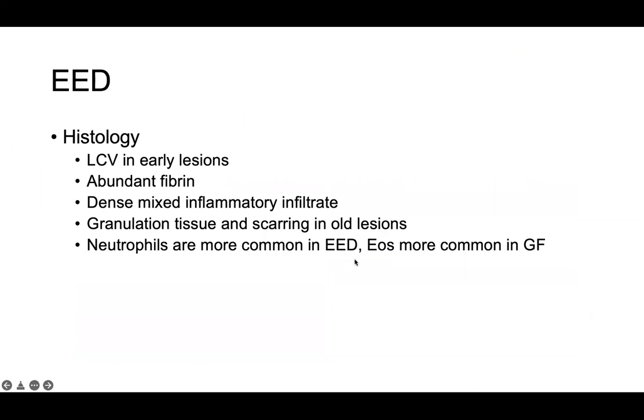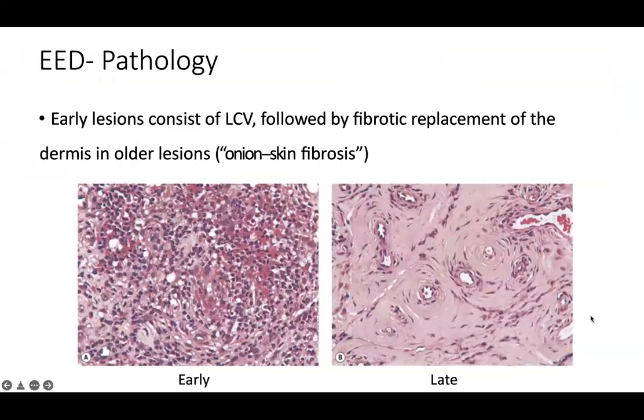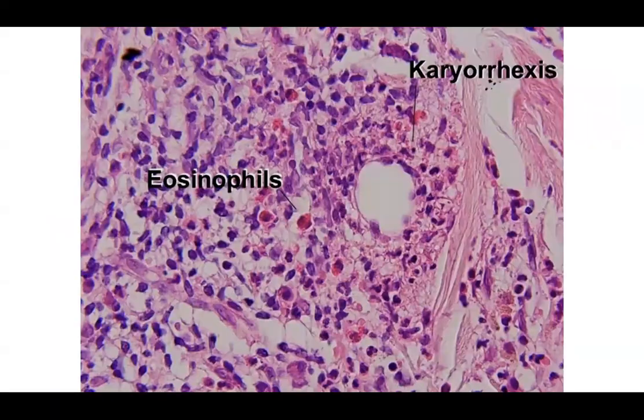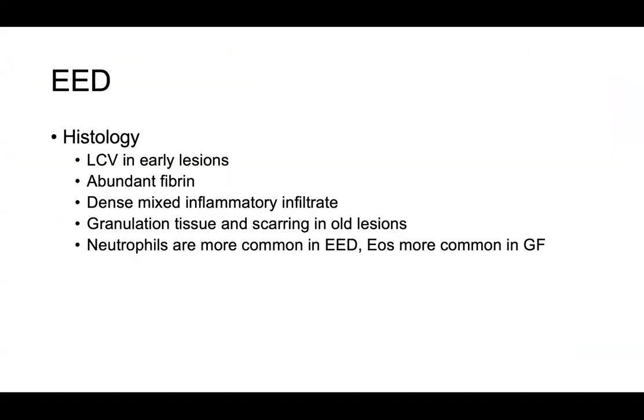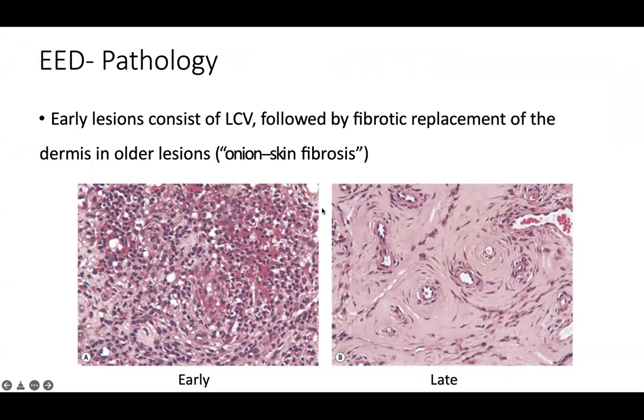Neutrophils are more common in erythema elevatum diutinum, and eosinophils are more common in granuloma faciale. So if you had to make the choice between these two, if you saw a lot more eosinophils in a Grenz zone, you can think about granuloma faciale. If you see more of a very dense inflammation with neutrophils and then maybe even a little bit of onion skinning fibrosis in some areas, you can think about erythema elevatum diutinum. And this is highly, highly testable.